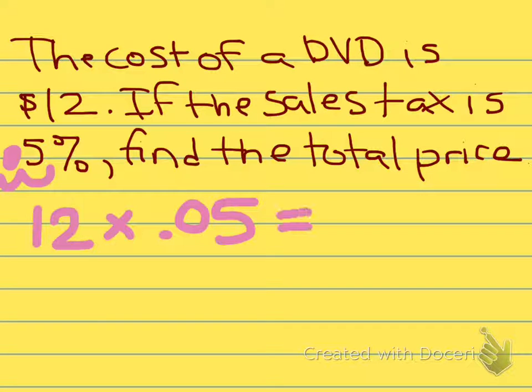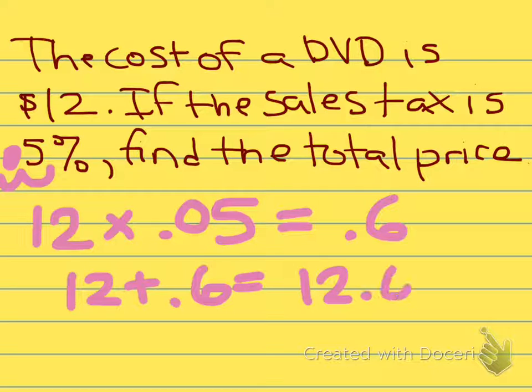So 12 times 0.05 gives me 0.6, and this value I'm going to add to 12 because I want the total price with the tax. So 12 plus 0.6 is 12.6, or if I write it as a cost or a price, it's going to be $12.60.